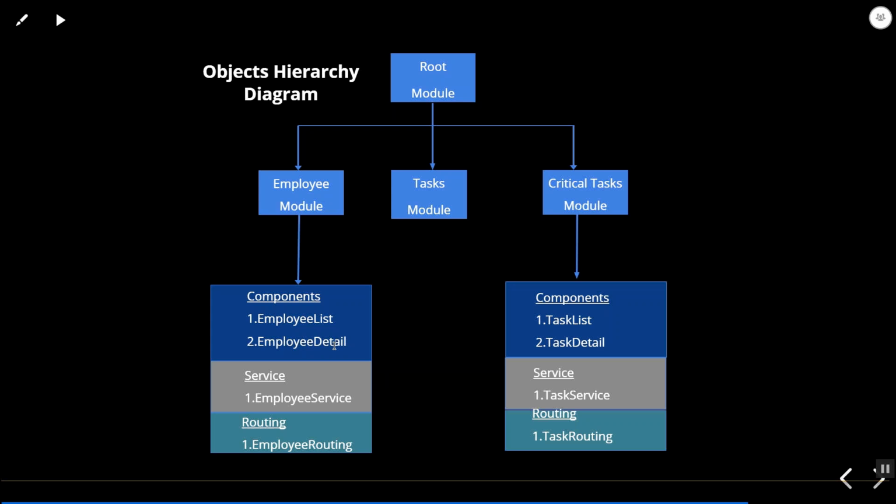Then you have your own service under each module, that is the employee service. This is the one responsible for providing the data to both of these components. Then finally the routing. The routing also sits along with these, to help decide which component I have to load, based on the path that the user is giving.